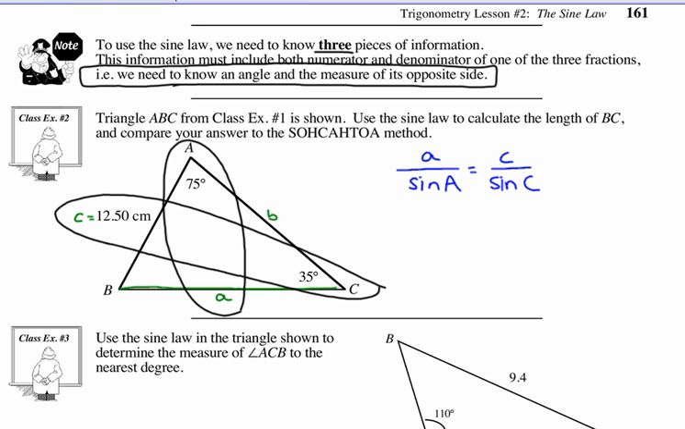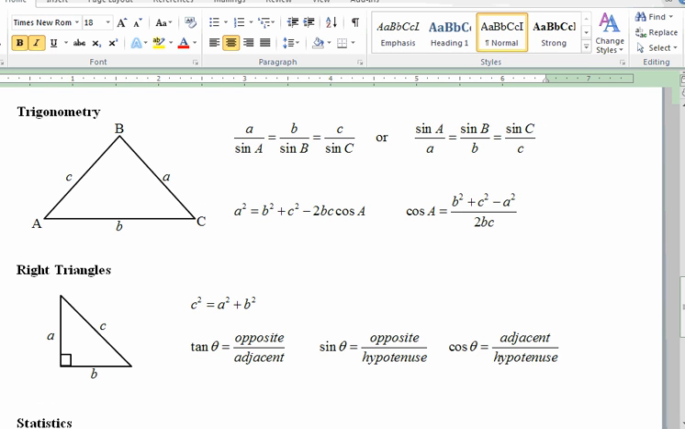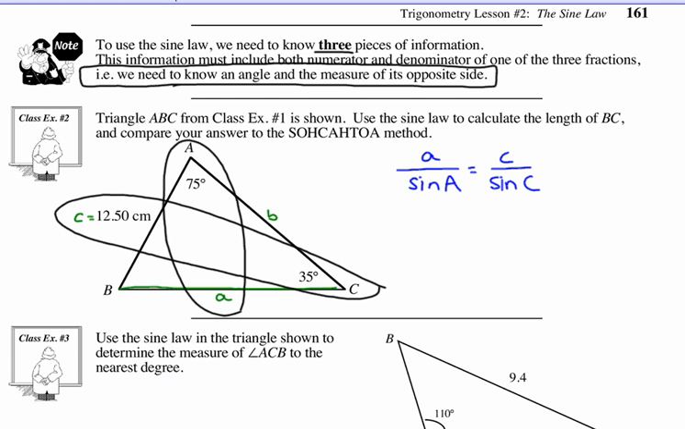This is on your formula sheet. So your formula sheet, here they are. Okay, you don't have to memorize them. It's there, although the sine law is so easy that you will probably know it by heart. So now we fill in. So first step is always writing your formula. Remember to do that on your test. Then we substitute. So a is our unknown over sine 75 degrees equals c, which is 12.50 over sine 35 degrees. Super easy.